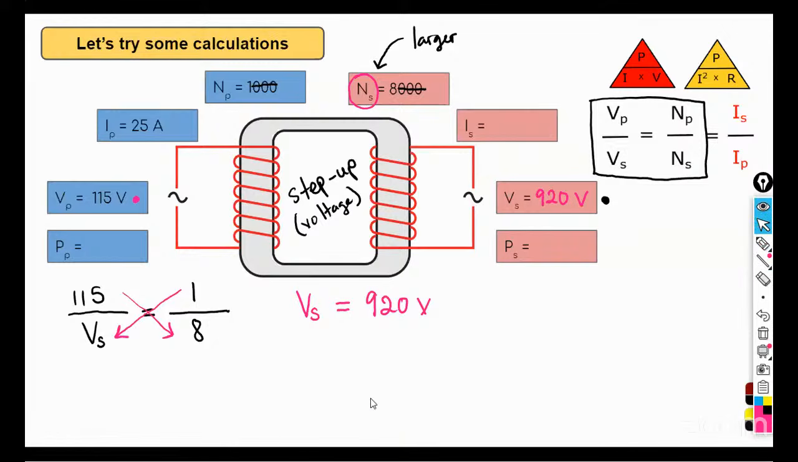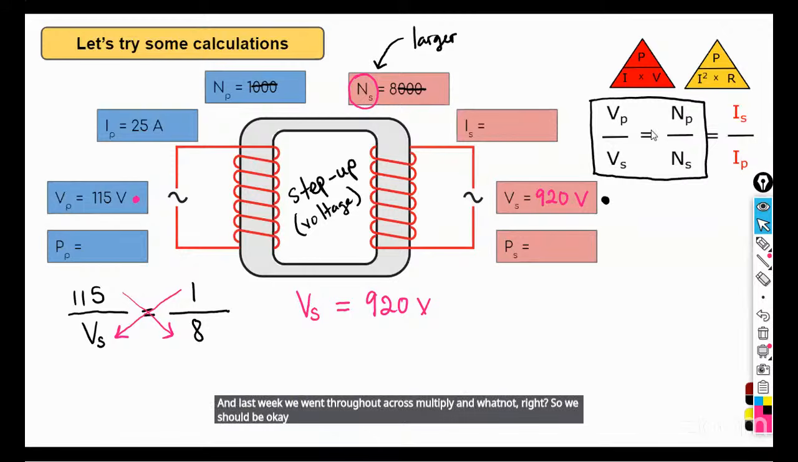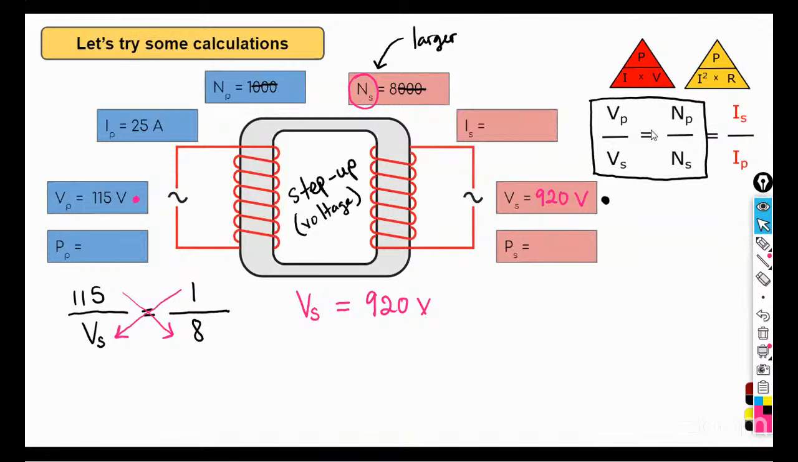Today is just going to be calculations right through. And last week we went through how to cross multiply, so we should be okay. A few people are telling me, yeah, they got it. Some people sent very detailed answers, appreciated.